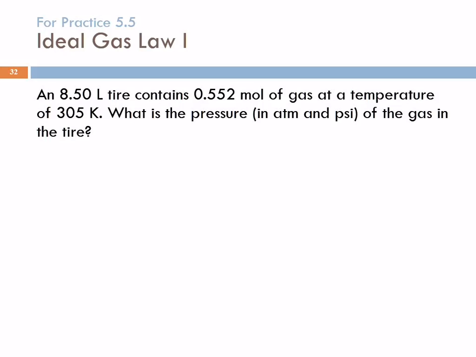Okay, let's do an ideal gas law problem. An 8.50 liter tire contains 0.552 moles of gas at a temperature of 305 Kelvin. What is the pressure, and they want it in atmospheres and PSI, of the gas in the tire? Well, how have we been approaching these problems? We make a table. Well, let's make a table.